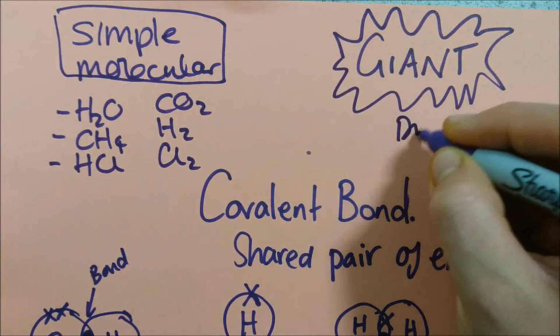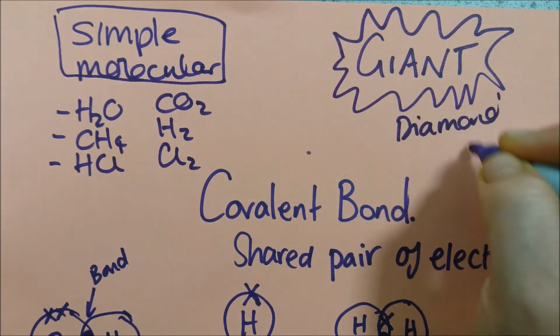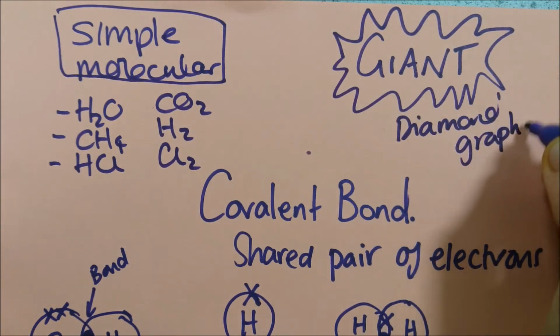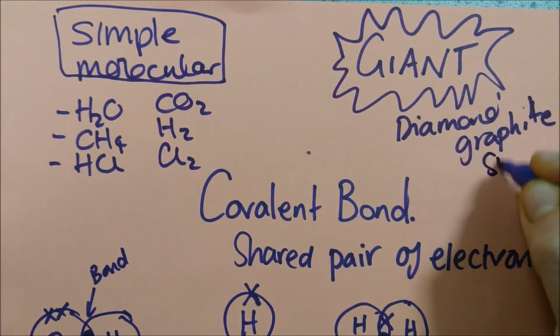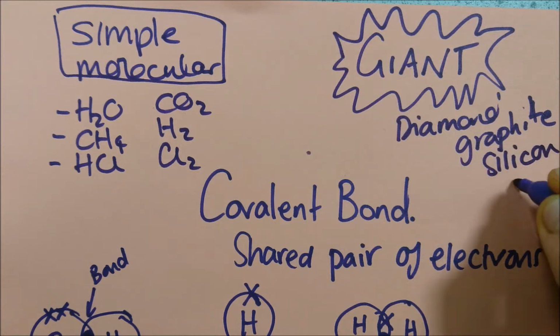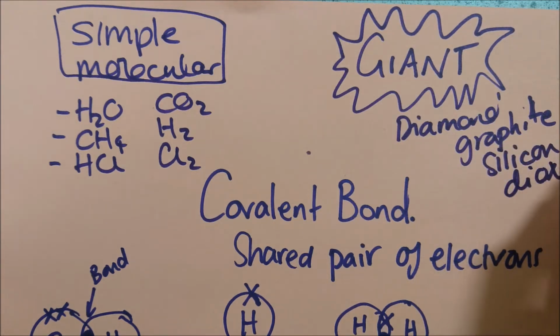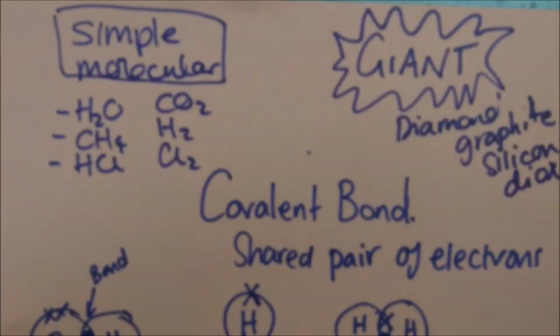These are things like diamond, graphite, and silicon dioxide. Let's get cracking. Look at the properties of all of these bad boys.